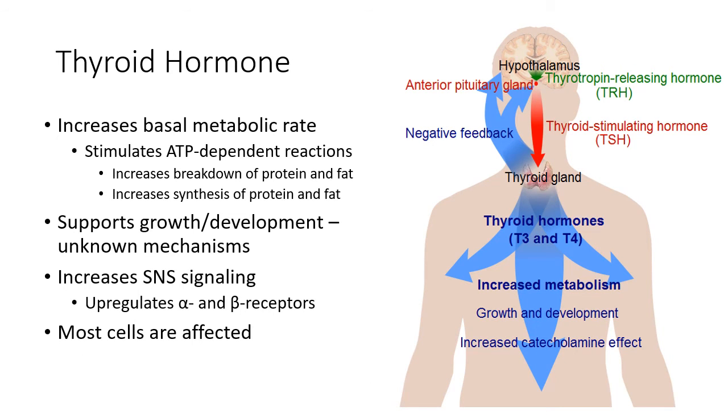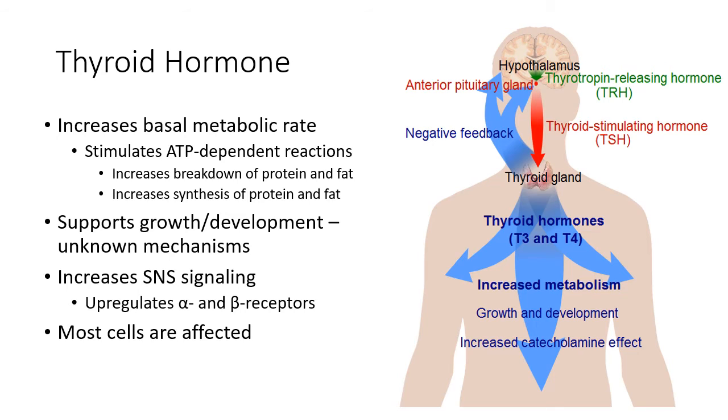Okay, so thyroid hormone sets the basal metabolic rate. When it goes up, the basal metabolic rate will go up, and if it goes down, the basal metabolic rate will go down. The basal metabolic rate is just the rate at which you are breaking down protein, fat, and glucose and using them to make ATP.